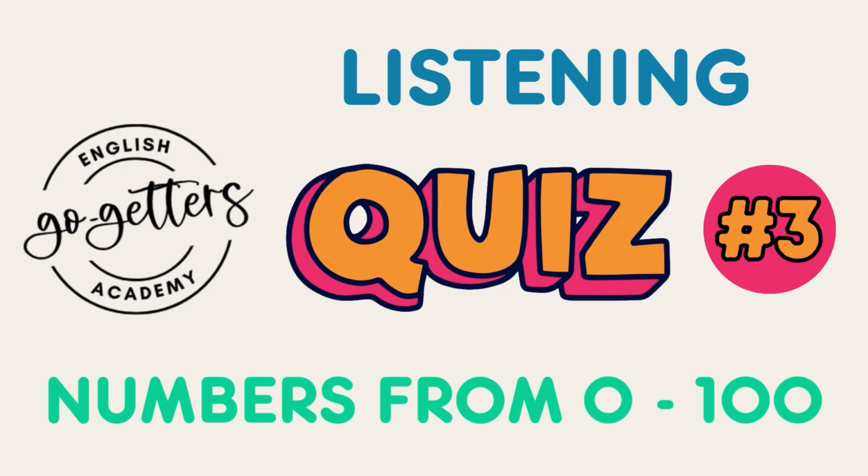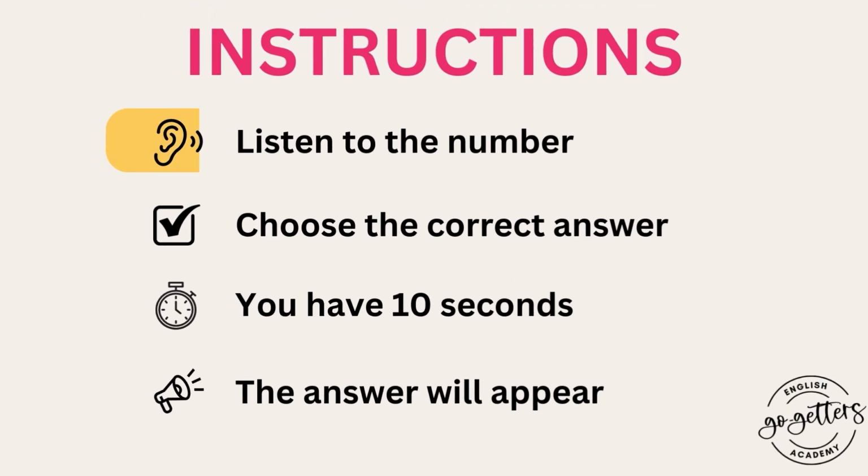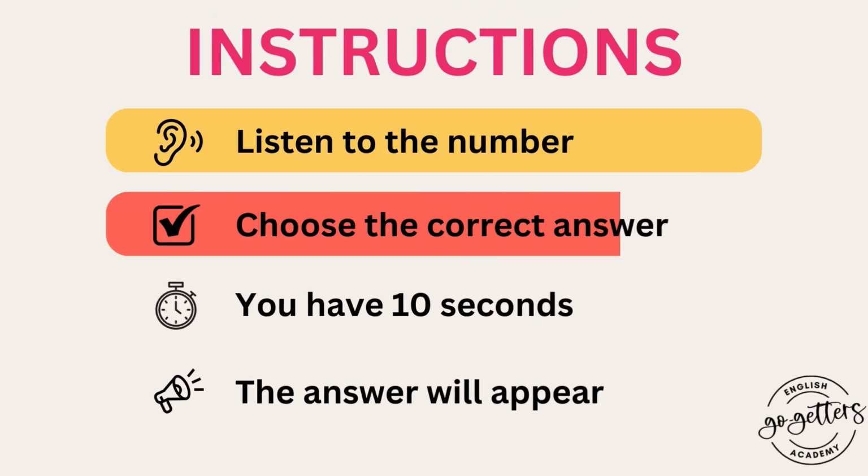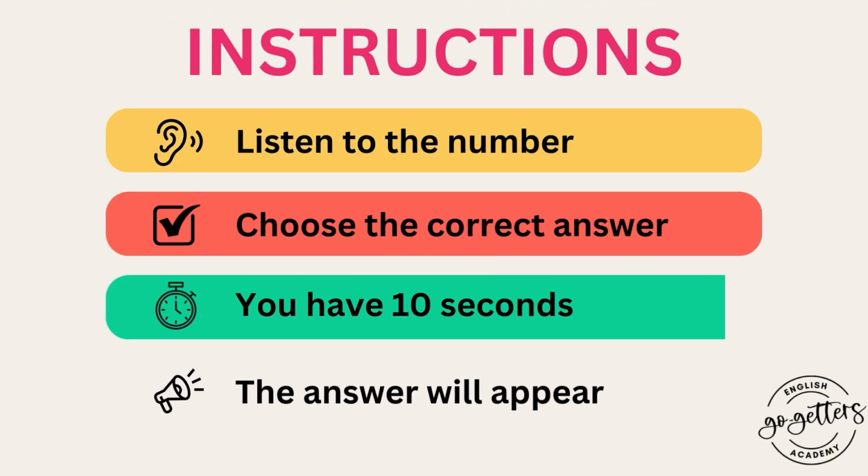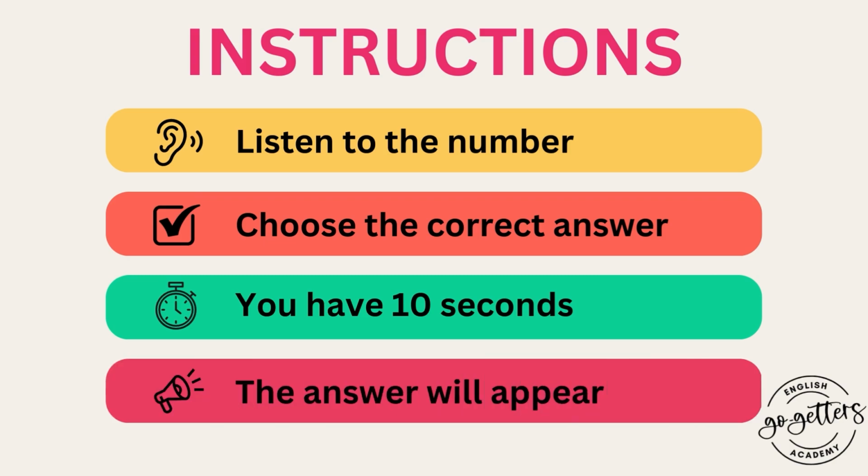Today we have quiz number 3 for you to practice listening to numbers in English from 0 to 100. Before we start the quiz, let's go over the instructions. You will listen to the number and choose the correct answer. Remember, you have 10 seconds and then the answer will appear. Now, let's get started.